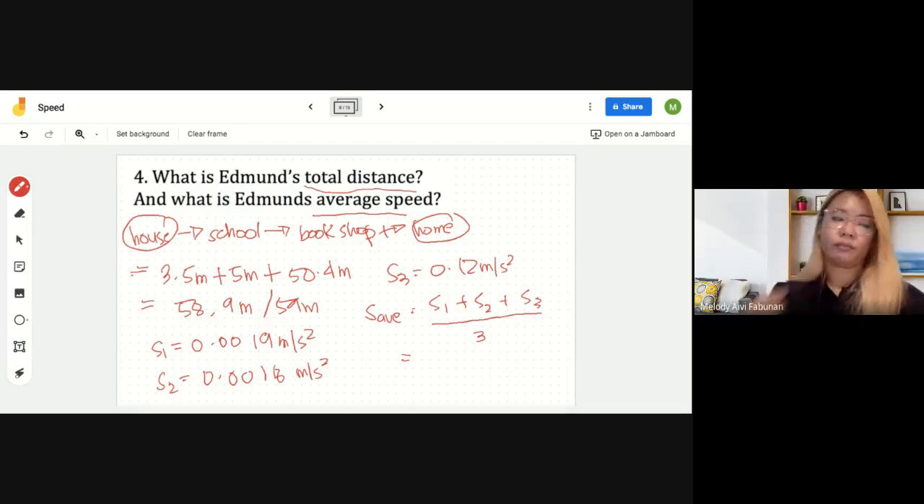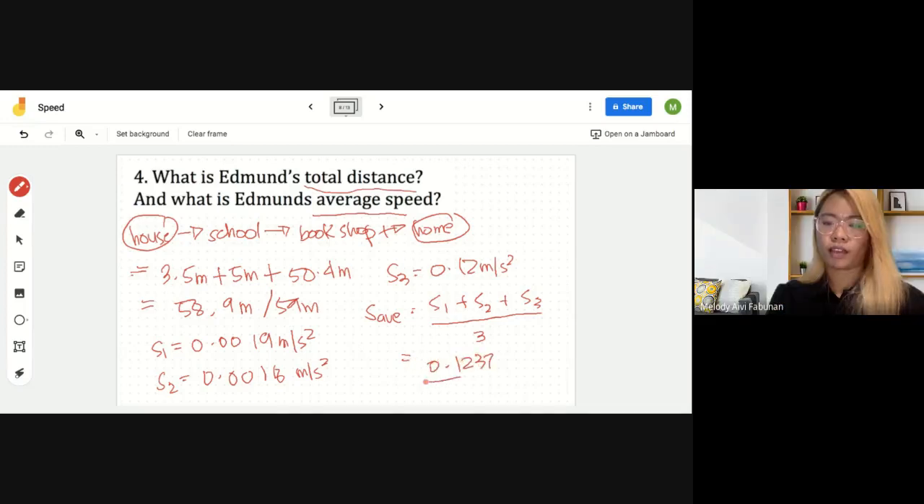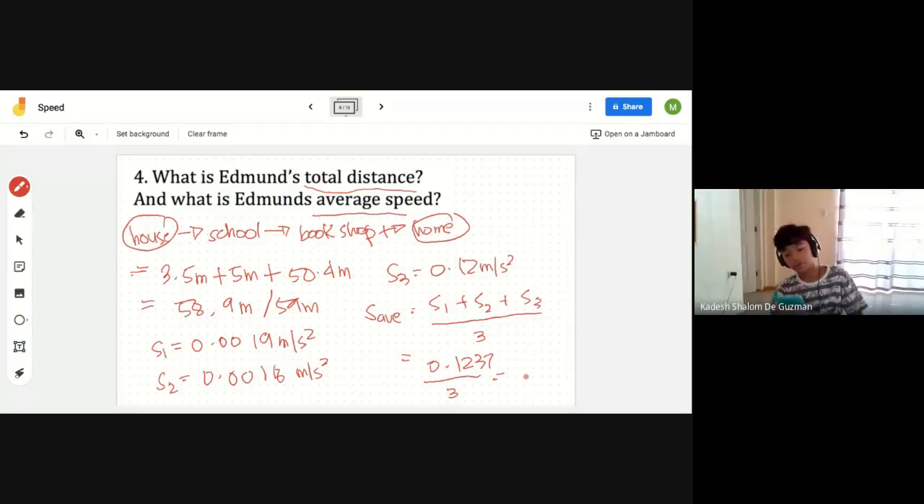So first you have to add 0.0019. You have to add it with 0.018. And then you have to add it to the last value, which is 0.12. So what's the total? 0.1237. Okay, and then let's divide it by 3. What's the final value? 0.041.